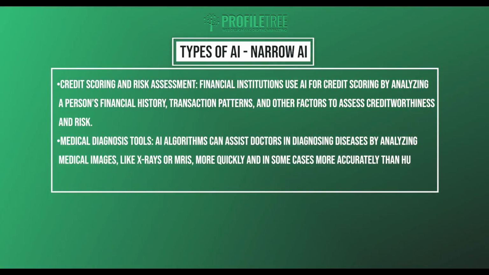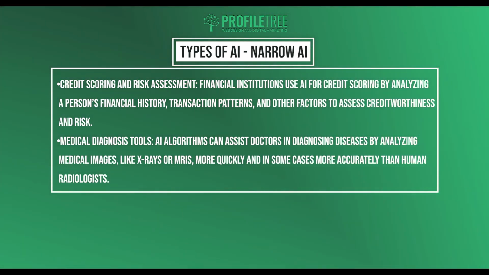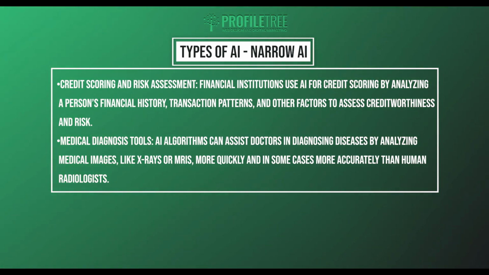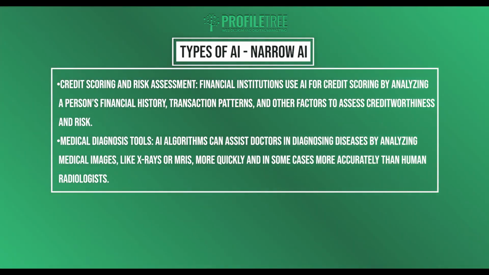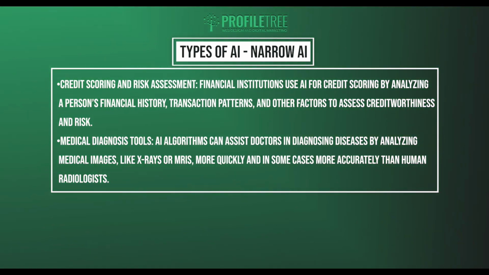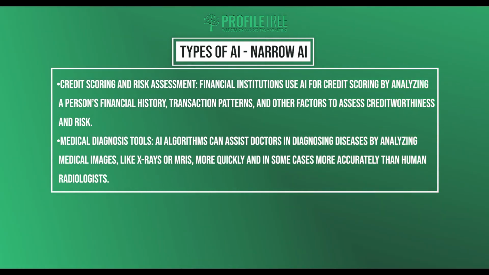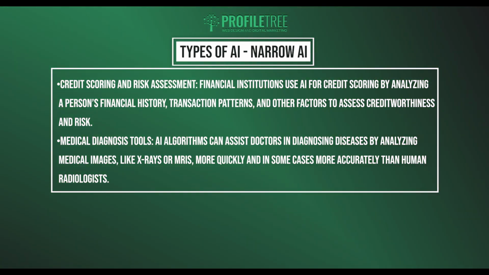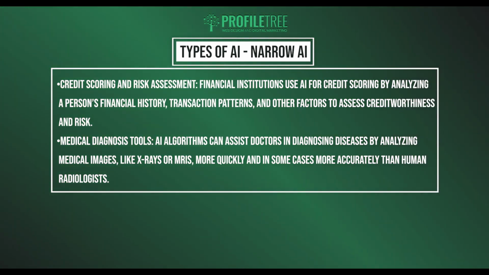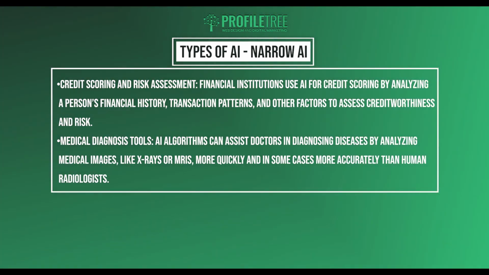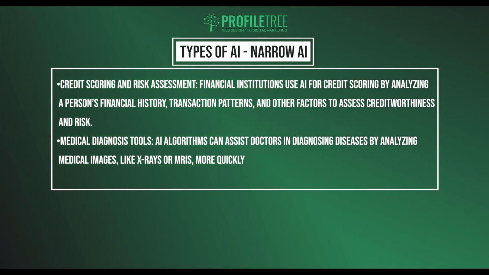Now, as well as this, you have credit scoring and risk assessment. Financial institutions use AI for credit scoring by analyzing a person's financial history, as well as their transaction patterns and other factors to assess creditworthiness and risk. There's medical diagnosis tools that are used. So AI algorithms can assist doctors in diagnosing diseases by analyzing medical images like X-rays or MRIs more quickly and in some cases more accurately than human radiologists.